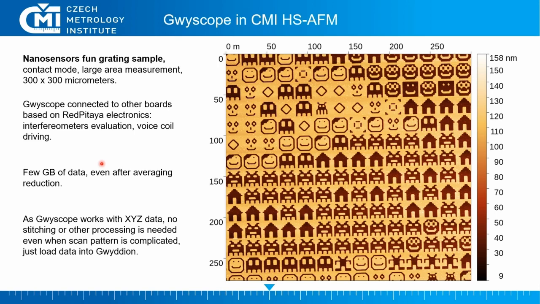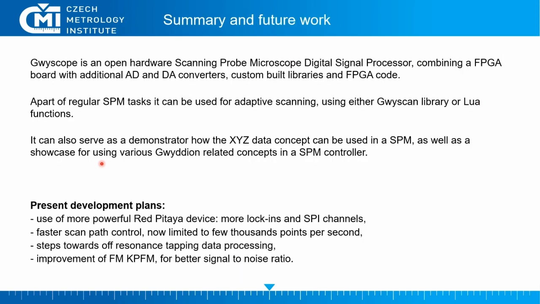So to summarize, Gwydion is an open hardware that is combining an FPGA board with additional AD and DA converters, custom-built libraries, and FPGA code. Apart from regular SPM tasks, it can be used for some adaptive scanning, smart scanning, using either the Gwydion library or using the Lua functions, that's the scripting interface.